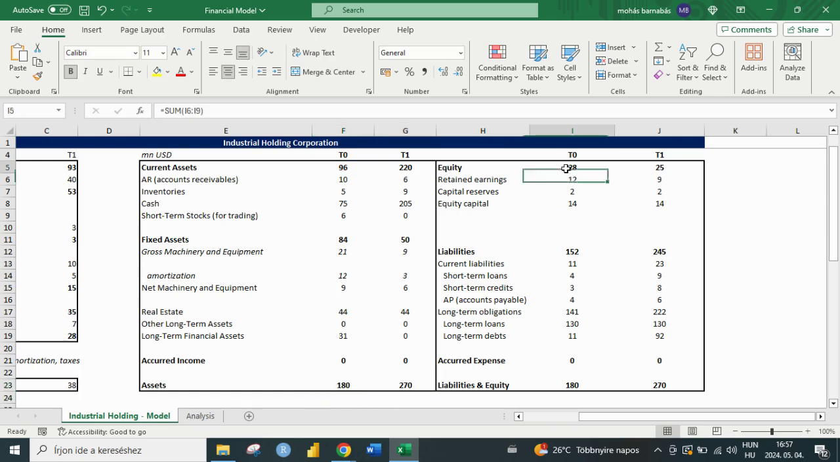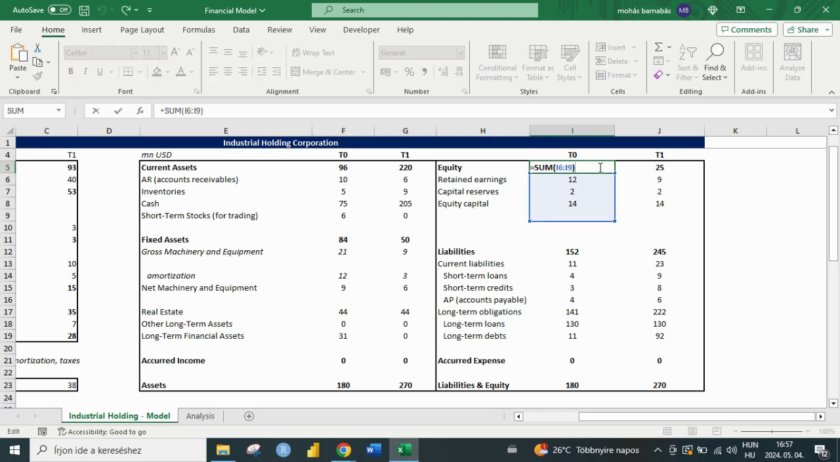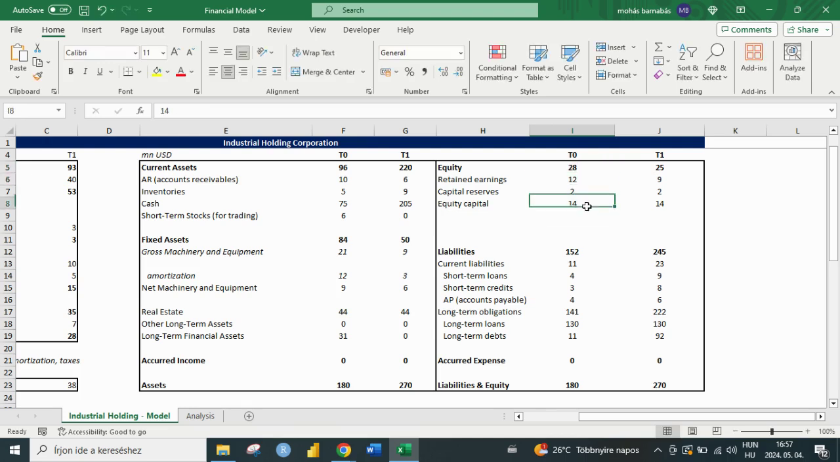Here, for the next year, you can see that the equity did not really change. Equity is a number that we sum up from the retained earnings, from the capital reserves, and from the equity capital. The equity capital is its key part, the money that was paid into the corporation by the investors. So it did not change throughout the 2 years.